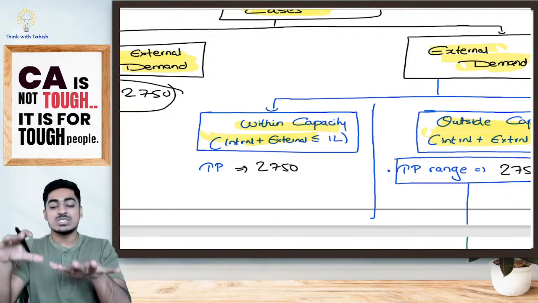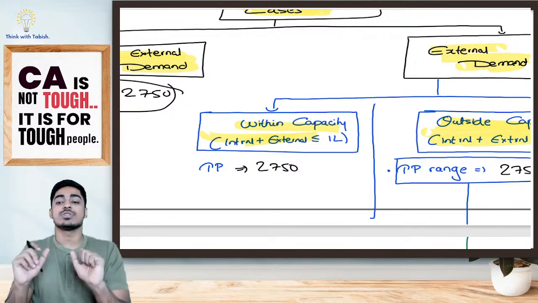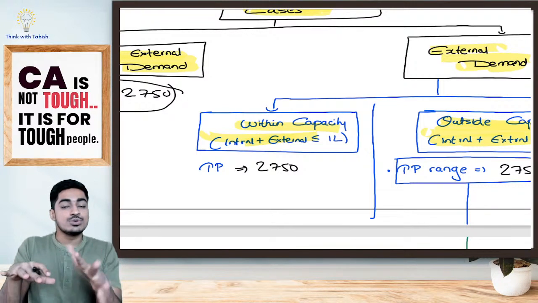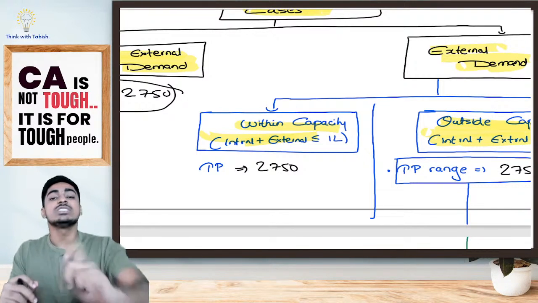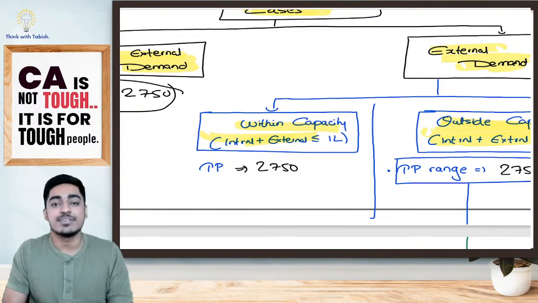The transfer price will be somewhere in the range 2,750 to 4,000. Now, will it be close to 2,750? Will it be close to 4,000? How will we get it? It depends on how much percentage of external sale I am sacrificing.